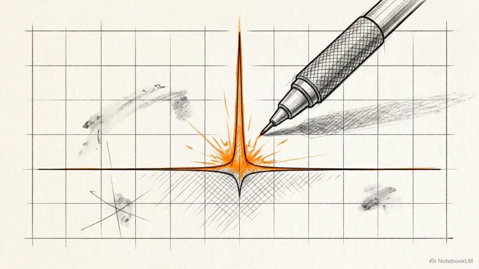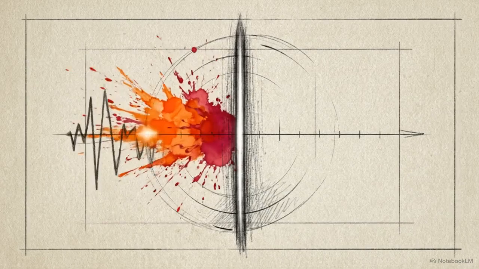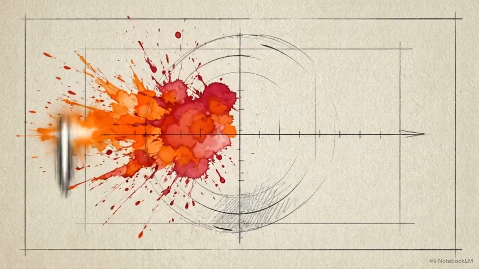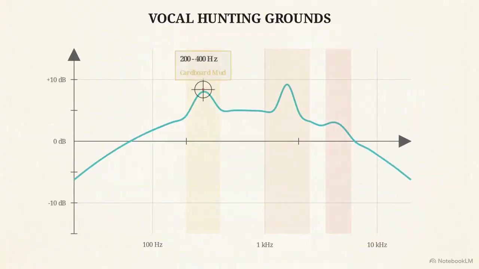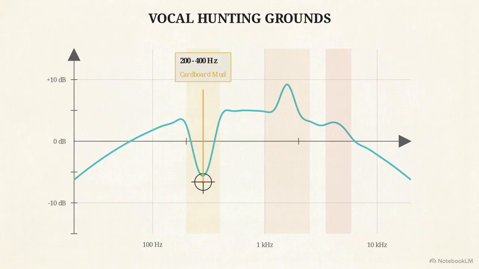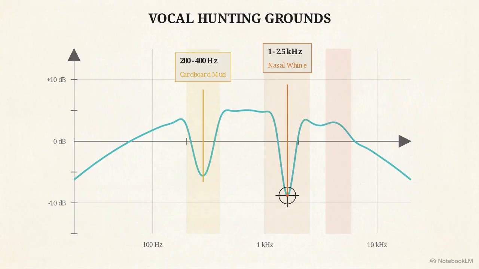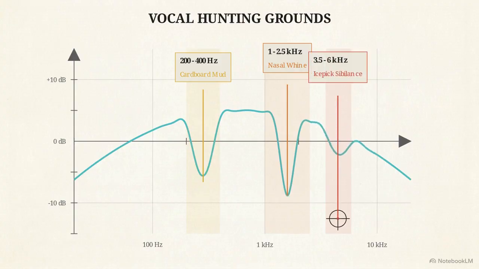Step 1 for the extraction is to narrow the bandwidth of your EQ node. You are going to use this tight shape to sweep across the center channel and hunt down the frequencies causing the conflict. Bad vocal takes hide in 3 zones. 200 to 400 Hz holds cardboard mud that masks the bassline. 1 to 2.5 kHz contains cheap microphone resonance and nasal whine. Finally, 3.5 to 6 kHz hides harsh ice pick sibilance.